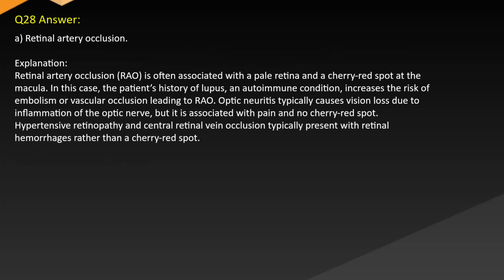Answer A. Retinal artery occlusion. Explanation: retinal artery occlusion (RAO) is often associated with a pale retina and a cherry red spot at the macula. In this case, the patient's history of lupus, an autoimmune condition, increases the risk of embolism or vascular occlusion leading to RAO. Optic neuritis typically causes vision loss due to inflammation of the optic nerve, but it is associated with pain and no cherry red spot. Hypertensive retinopathy and central retinal vein occlusion typically present with retinal hemorrhages rather than a cherry red spot.